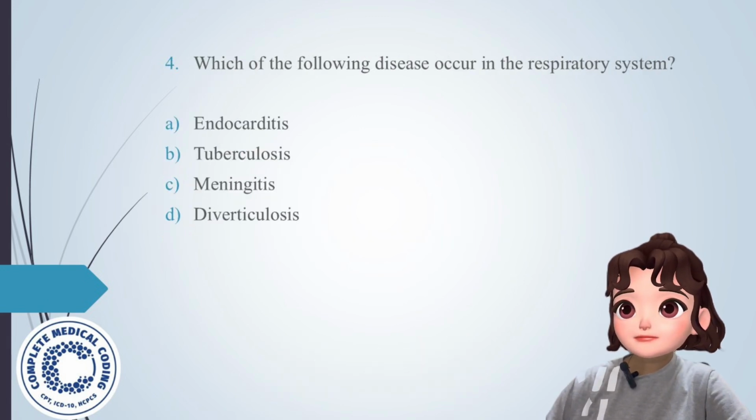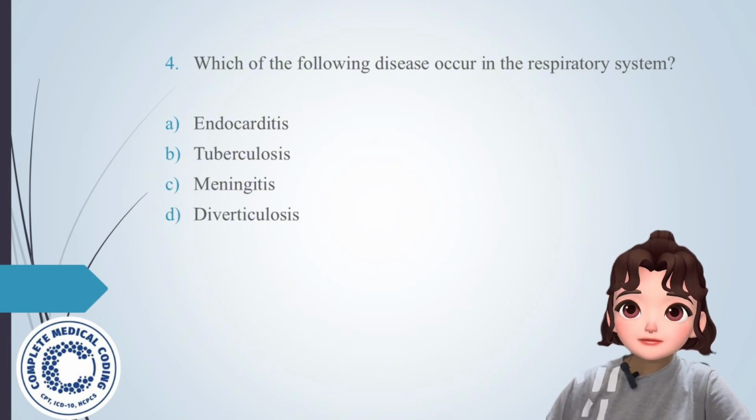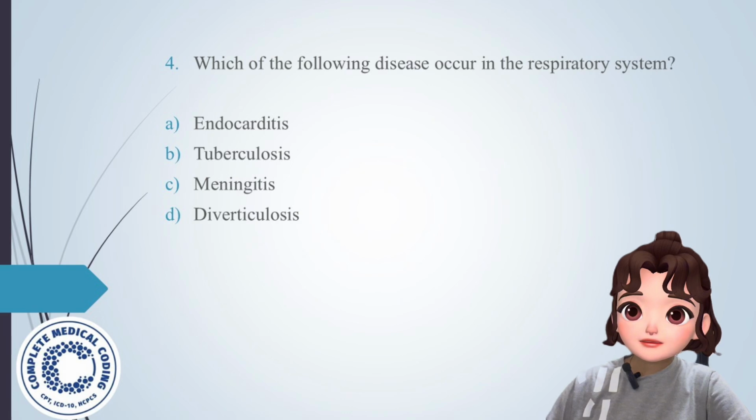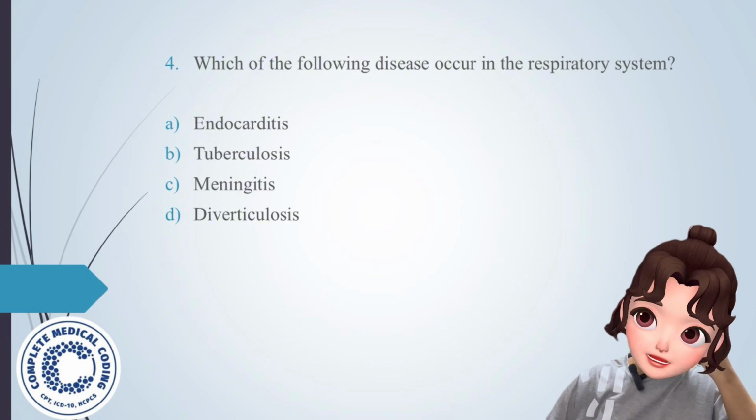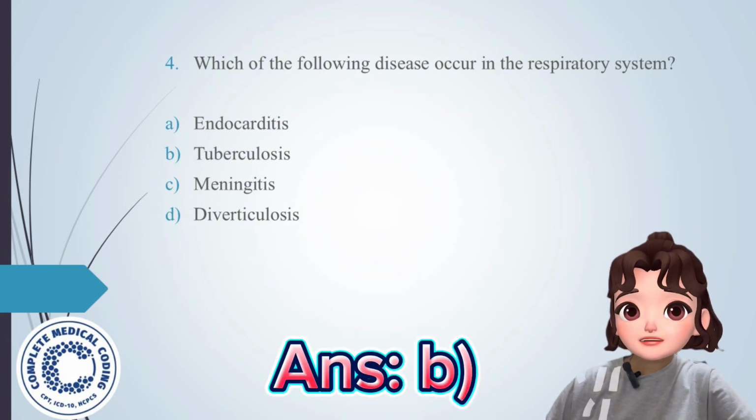Now fourth one. Which of the following diseases occur in the respiratory system? Endocarditis, tuberculosis, meningitis, diverticulosis. Which one occurs in the respiratory system? Maybe everyone knows. This is tuberculosis. Option B. Among these 4, tuberculosis is the disease that occurs in the respiratory system.